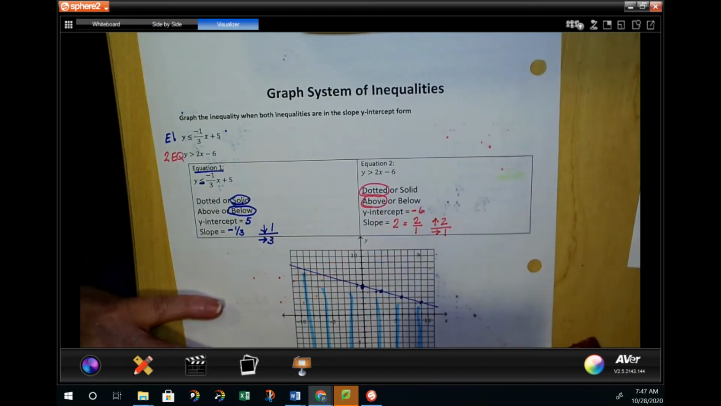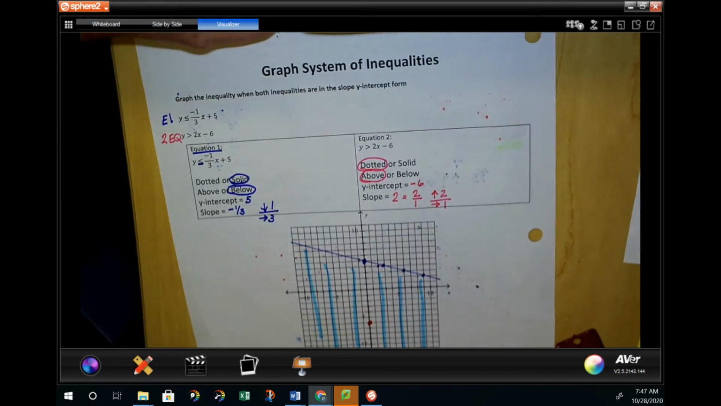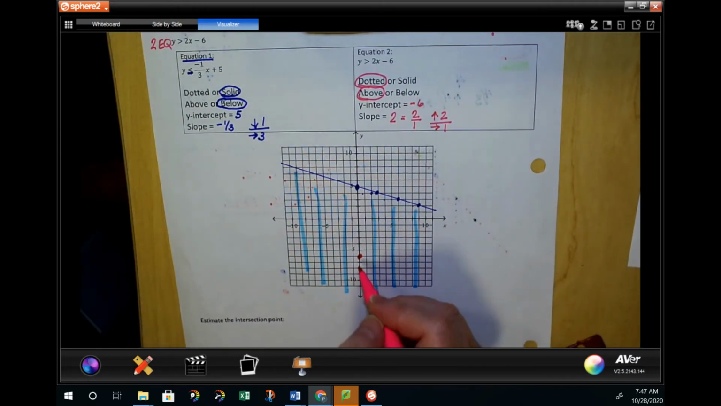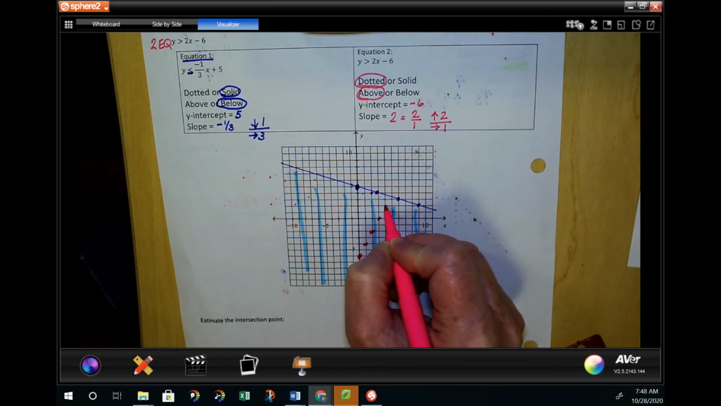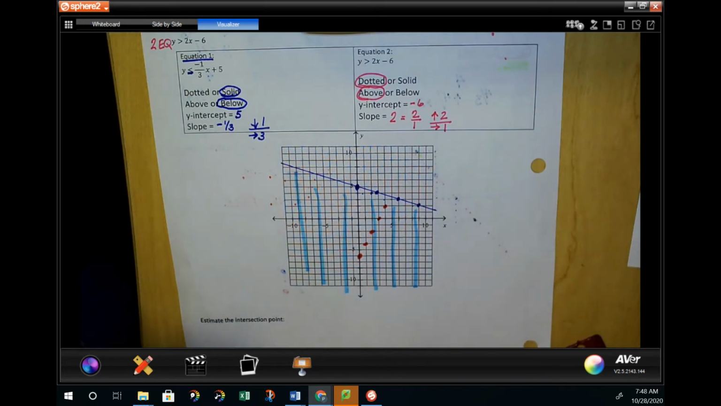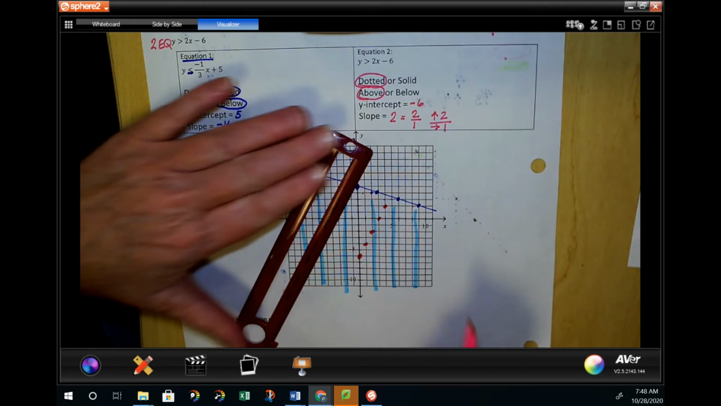So this time I start at negative 6 on my y-intercept. You can't see that, sorry. I start at negative 2 on my y-intercept. And then I'm going to go up 2 and to the right 1. Up 2, right 1. Up 2, right 1. Up 2, right 1. And then we've got a pretty good system. That's far enough.